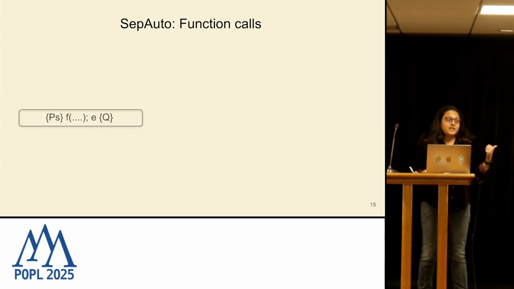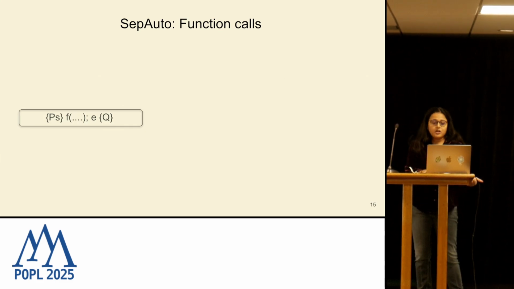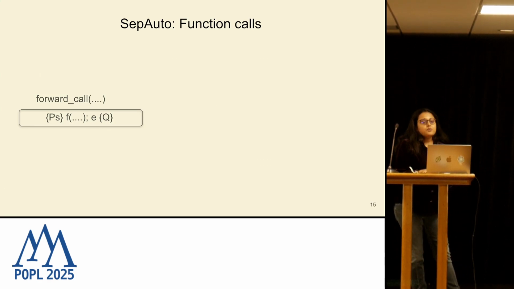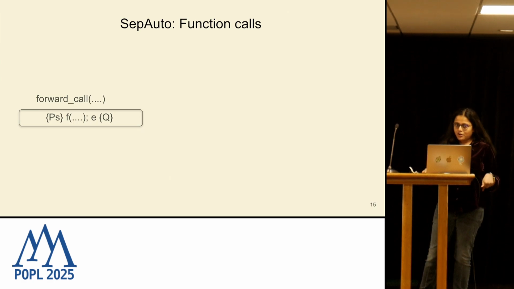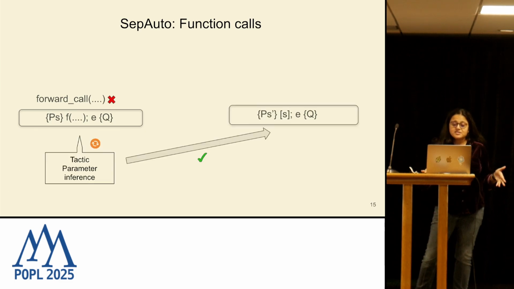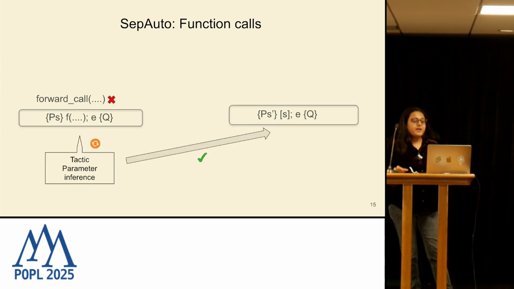Now, function calls are really important in our paradigm because we deal with recursion and we also deal with API calls. VST has a tactic here, forward call, to drive the proof, which requires parameters of the function call. Now, this is quite non-trivial, and it often fails to infer the correct set of parameters. So we do have a tactic for parameter inference.